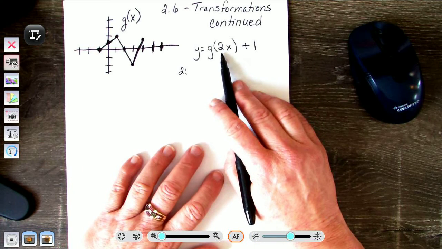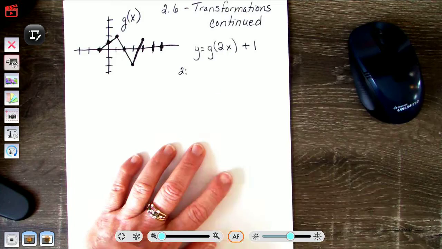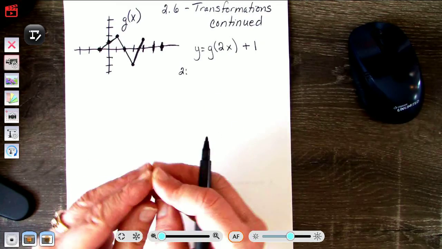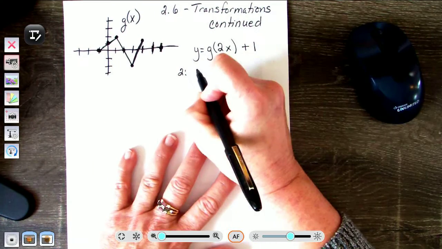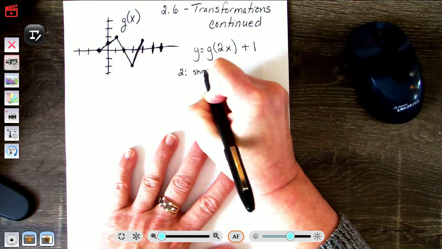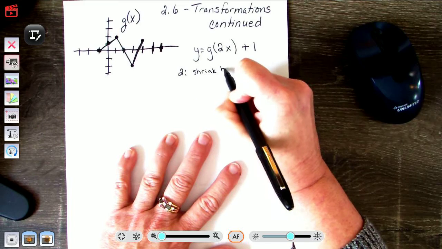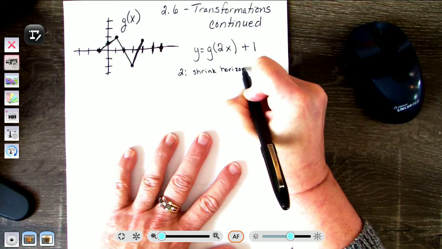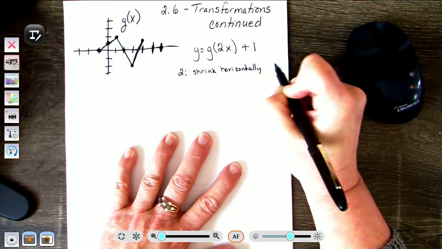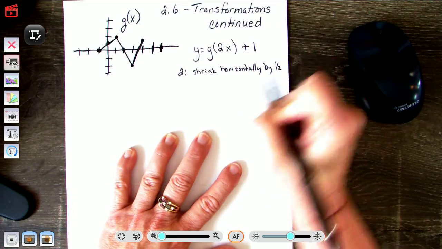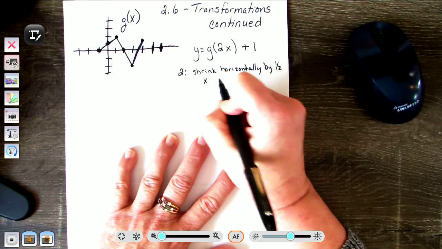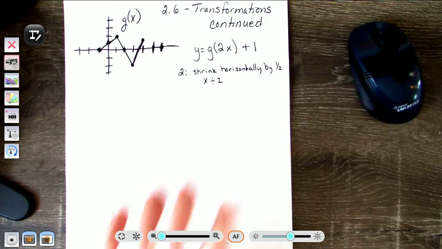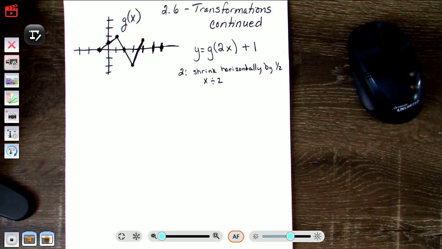So this 2 is on the inside, so instead of thinking it's going to be actually stretching us out, it's actually going to be pushing us in. So this is going to shrink horizontally by a half. I like to think of it as, instead of multiplying those x's by 2, we're going to take our x values and divide them by 2. So every x value is going to be moved in halfway.